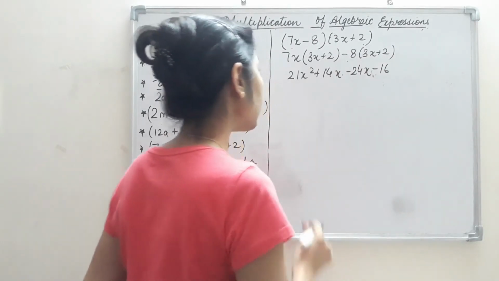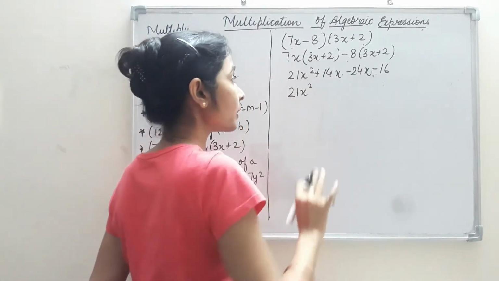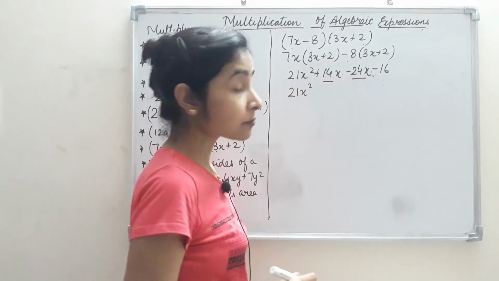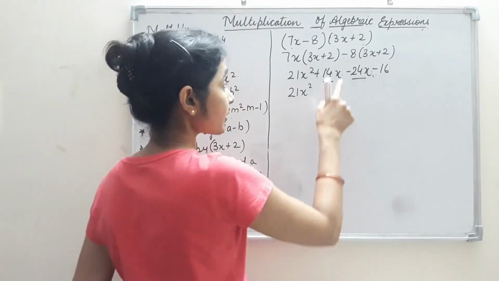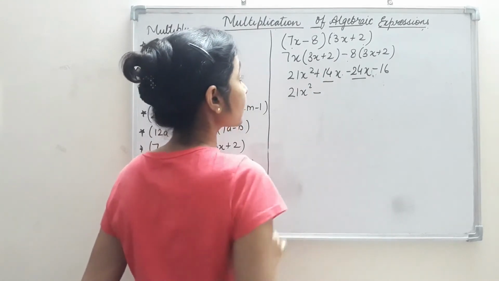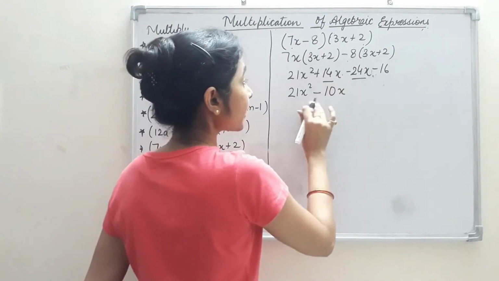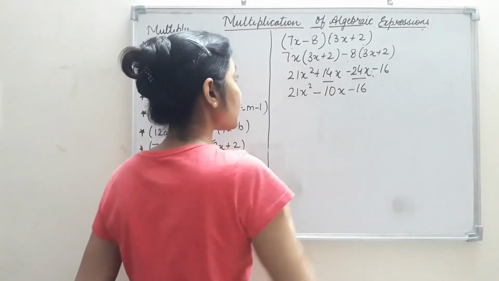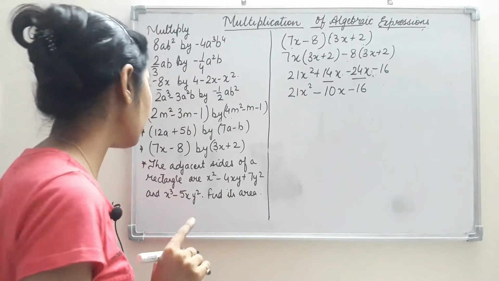Now combining the like terms, 21x square does not have any like term, so we will write it as it is. 14x and 24x are like terms. One is positive, one is negative. So we'll do subtraction and the greater sign comes in the answer. Greater sign is negative, so negative. 24 minus 14 gives me 10x, minus 10x. Minus 16 remains as it is. So this is my answer on multiplying 7x minus 8 by 3x plus 2.